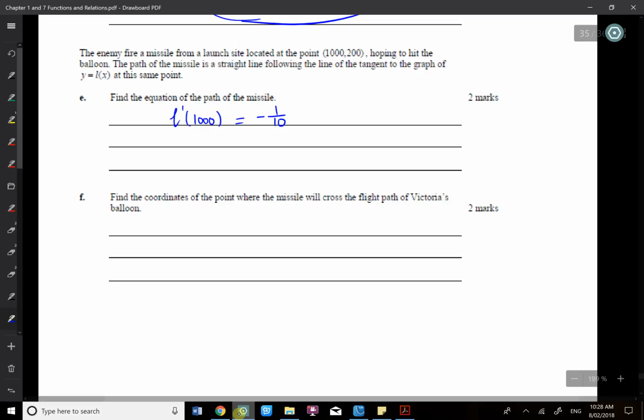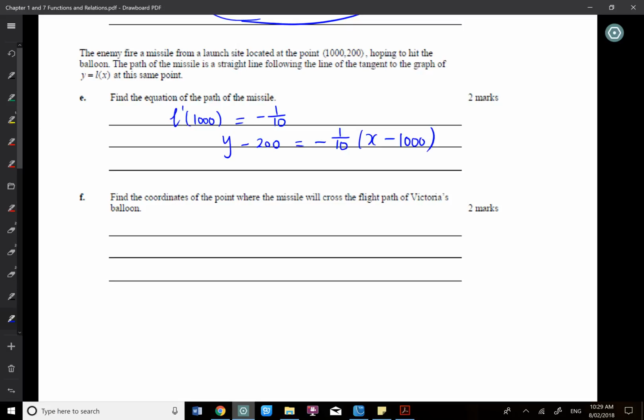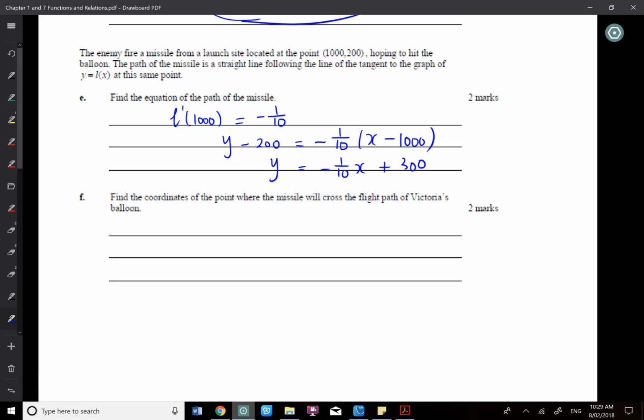So the equation will be y minus y1, which is 200, equals the gradient times x minus 1,000, which is x1. Y minus y1 equals the gradient times x minus x1. That's the linear equation. You know the gradient, and you know a point on the line, the touching point, 1,000, 200. So y equals -1 on 10x plus 100, and then plus 200, so plus 300. Expand, and move the 200.